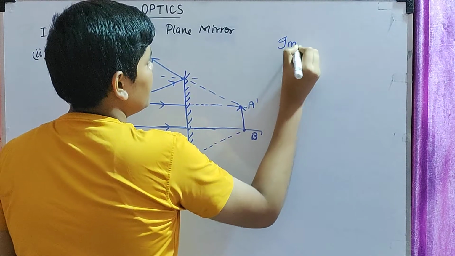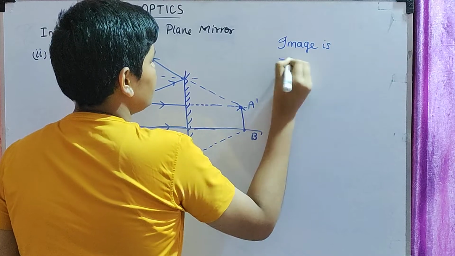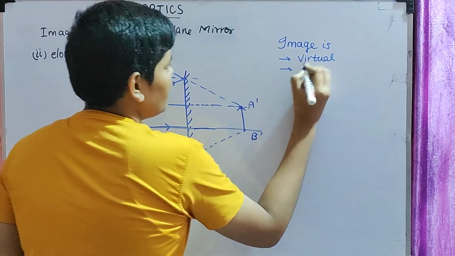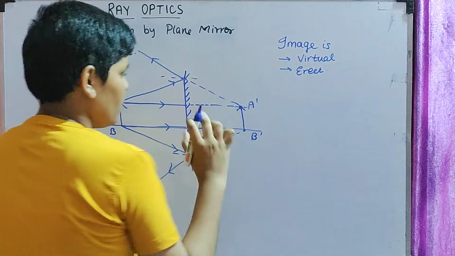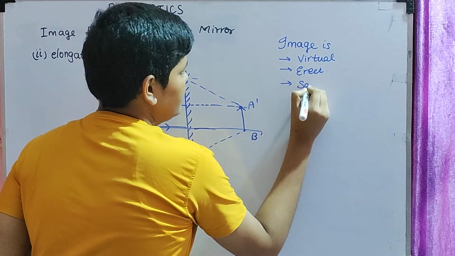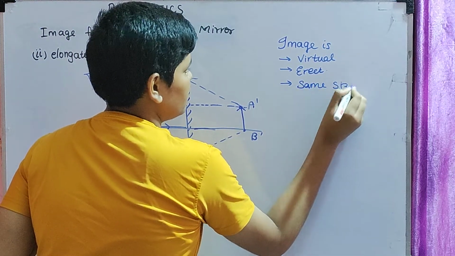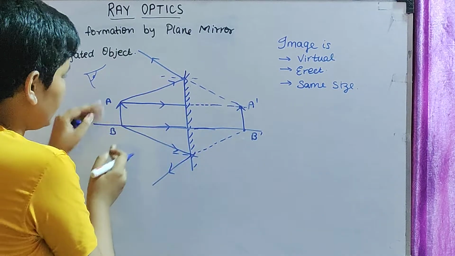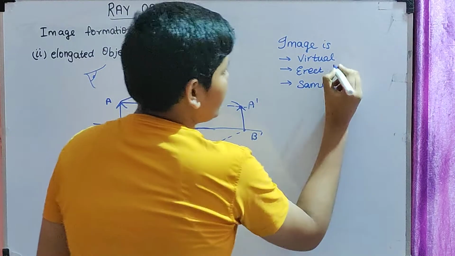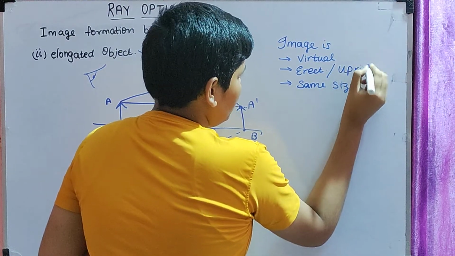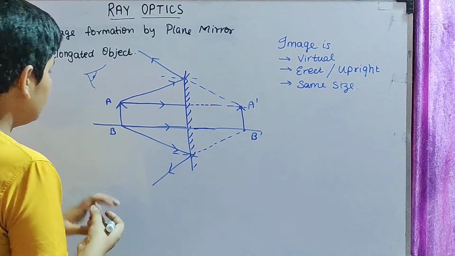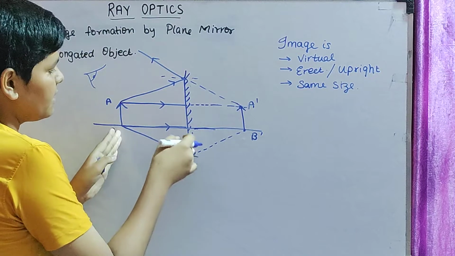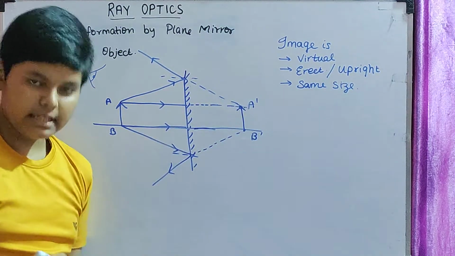One more point we get. The first point, we already know, is that the image is virtual. The second point we got is that it is erect. Virtual, erect, and one more thing, it is the same size. The image is virtual because we produced it back. The image is erect, which means it is upright. Erect is also called upright. And it is of the same size, so if this is 5 cm long, this is also 5 cm long. And again, the distance between the object and mirror is equal to the distance between the mirror and the image.